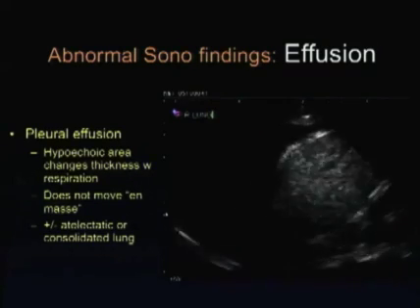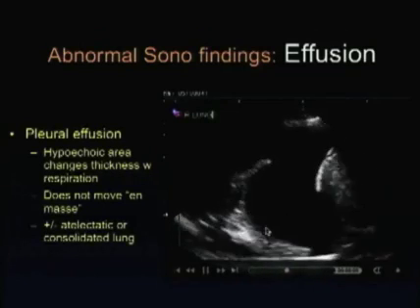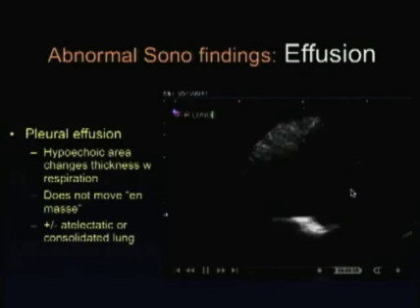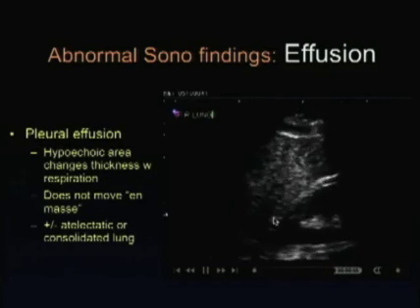So right in this image here, we can see the spleen, and going up above here, a big area of effusion with some lung, extremely atelectatic, floating around in it and waving.